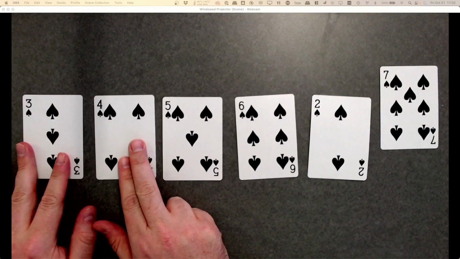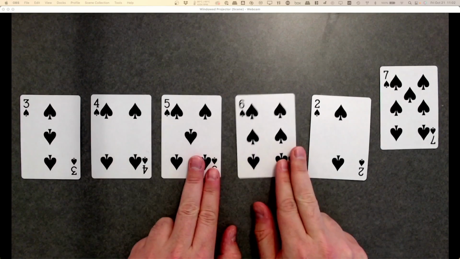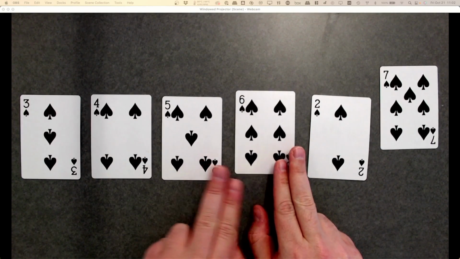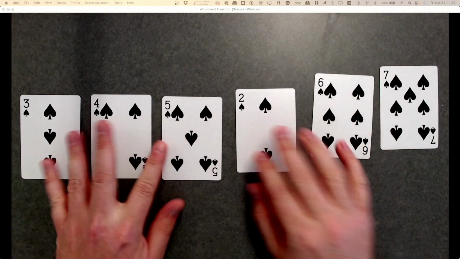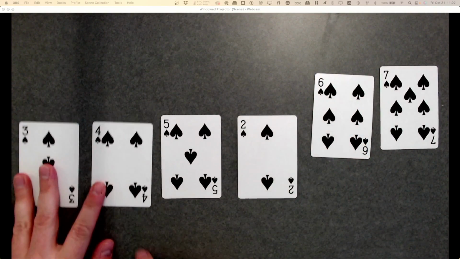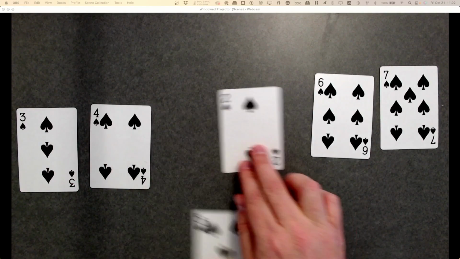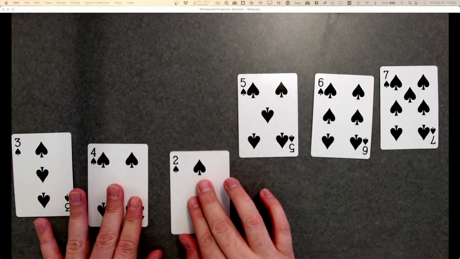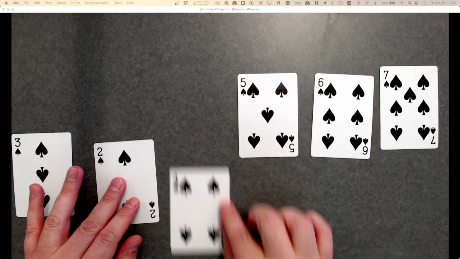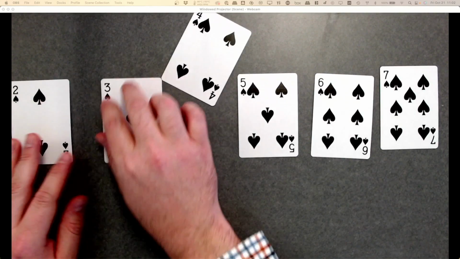3 less than 4, good. 4 less than 5, good. 5 less than 6, good. Wrong, swap. Okay, and then repeat. 3 and 4, good. 4 and 5, good. 5 and 2, wrong. 3 and 4, good. 4 and 2, wrong. 3 and 2, wrong. Swap.